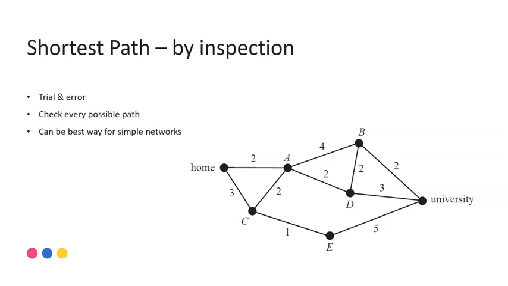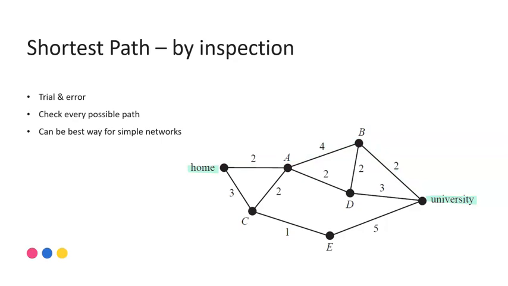Let's look at the by inspection method. It is pretty much a trial and error method, but it can be the easiest way to do the shortest path for the most simple networks. So a simple graph that we've got like this, where there aren't too many paths. If we're looking to find the shortest path from home to university, what we can do is actually check every possible pathway through and find the weight of that. So the total distance would be those weights added together. So 2 plus 4 plus 2 would give us a total of 8.